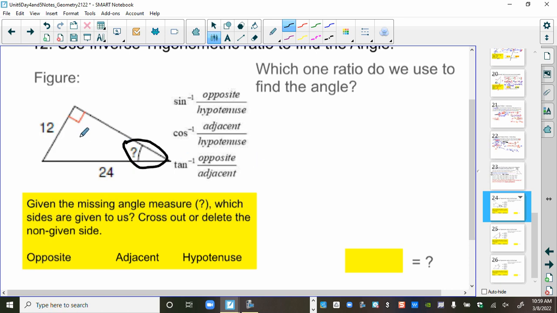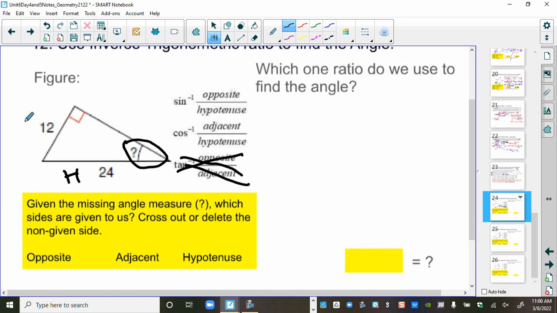So now we need to figure out what two sides are given to us. What two have been given to us? Well, obviously, the 24 is the hypotenuse. That's our hypotenuse. So right away, which one of the three can we not use if we're given a hypotenuse? Yeah, that tangent's out of the game. Check that out.